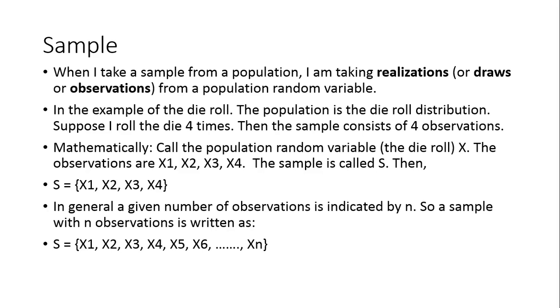What about a sample? What is a sample? When I take a sample from a population, I'm taking what are called realizations, or draws, or observations, you can say, from a population random variable. In the example of the die roll, the population is the die roll distribution, like we did in the previous few lectures. Then if I roll the die 4 times and I see the numbers 1, 5, 3, 5, or something like this, the sample is going to consist of 4 observations.